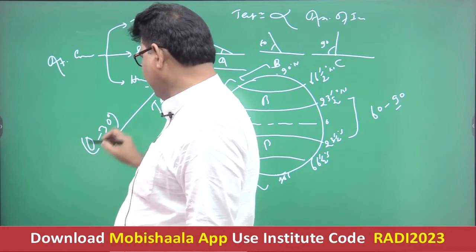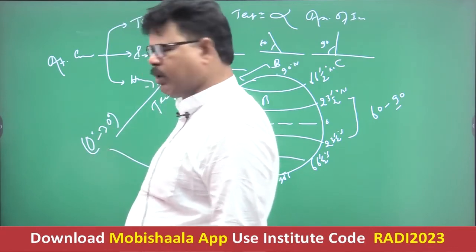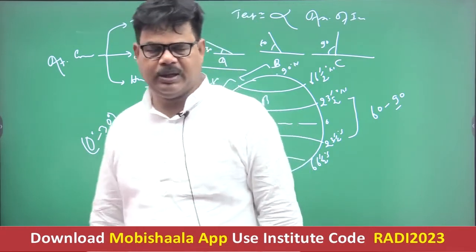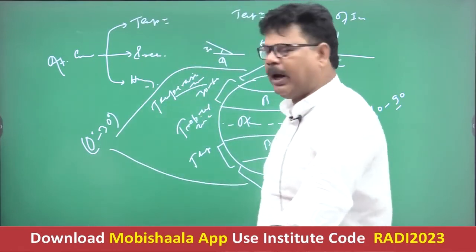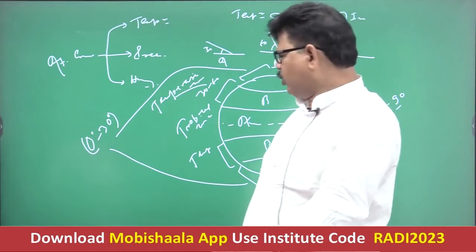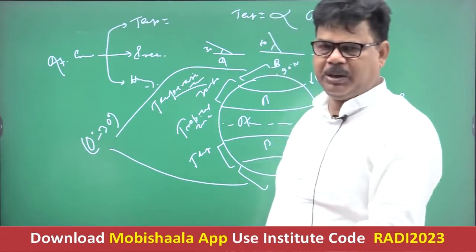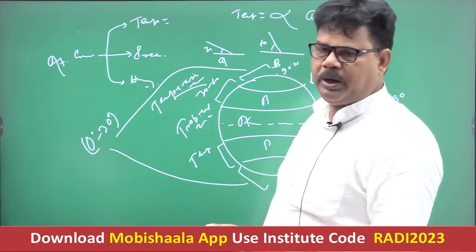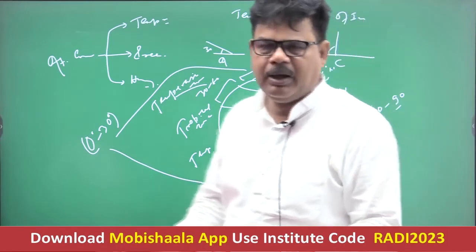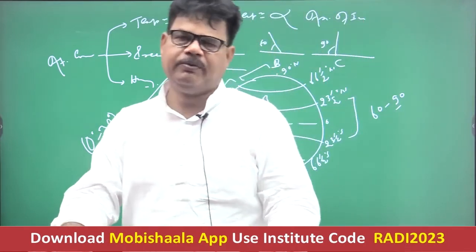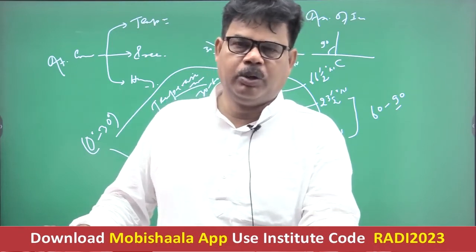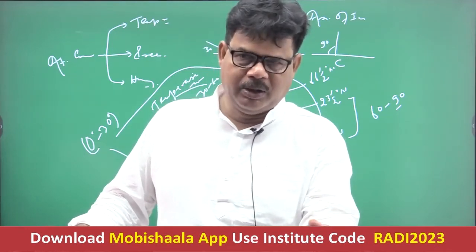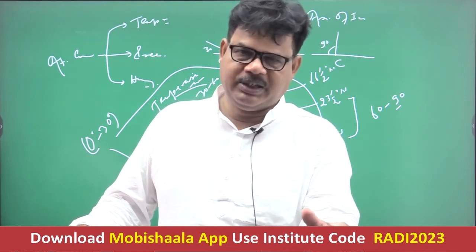0 degree to 30 degree is the angle of insolation, right? Between 66.5 degree to 90 degree, since angle of insolation is minimum, very low temperature conditions prevail here, and this zone is referred to as polar zone or microthermal zone or higher latitudinal zone or energy deficient zone.